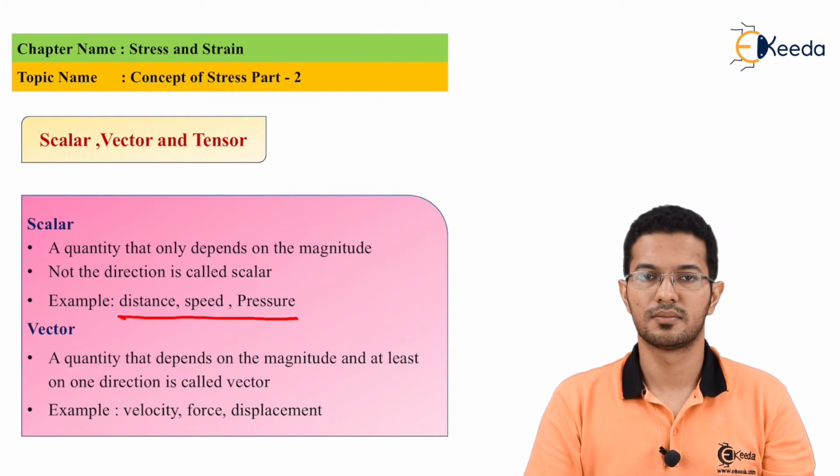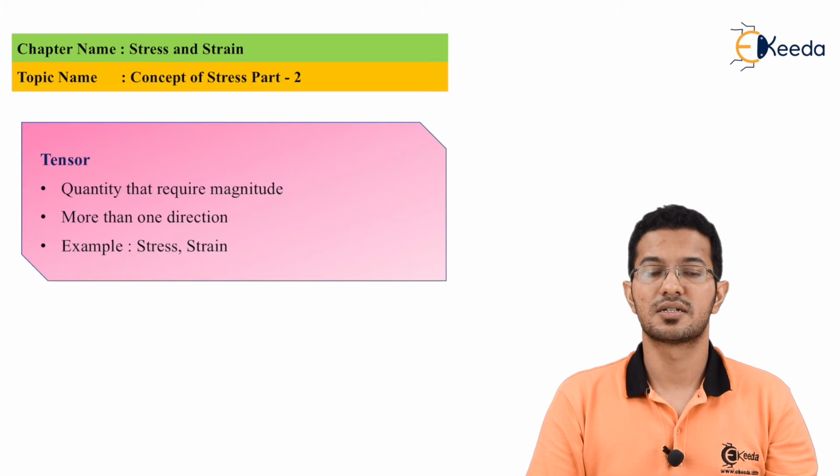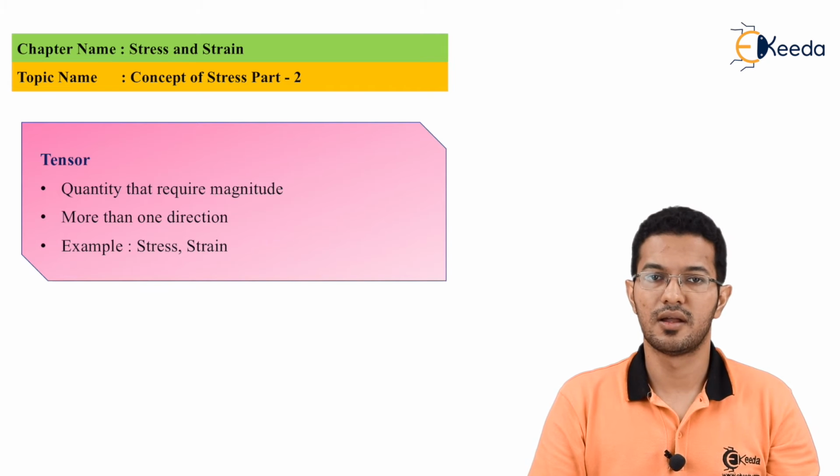Let's have a look at it. Stress is neither a scalar nor a vector because to define the stress, a minimum of two directions are required along with a magnitude. And the quantities which require magnitude and more than one direction are called tensor quantities. So, stress is a tensor quantity because it always acts in a plane. Let's write it down.